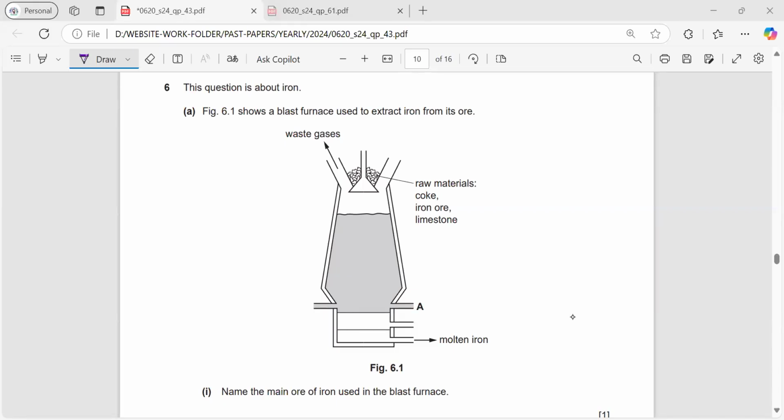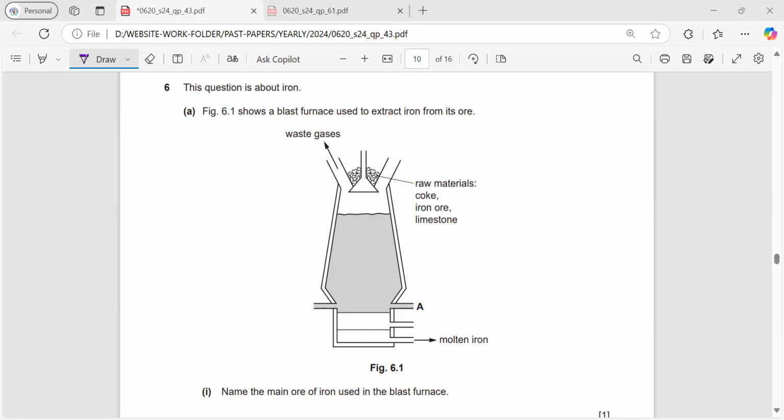Hey students, we are doing paper May June 2024, paper 4 variant 3. So we are doing paper 43 from the year 2024 in May June. The previous questions are done in the previous videos, so you can watch the previous videos for those questions. We are starting with question number 6 and then we'll do question number 7.